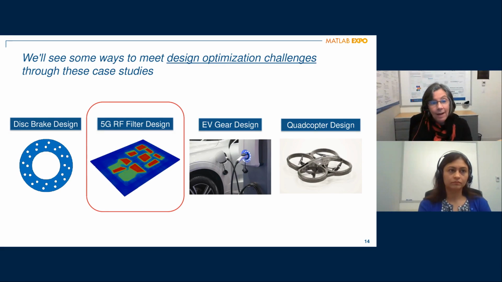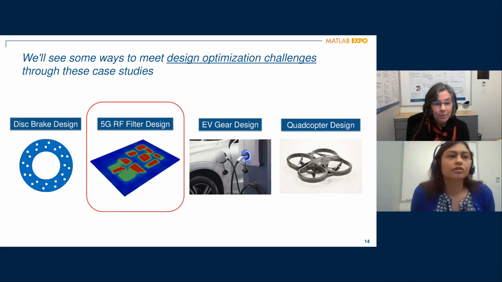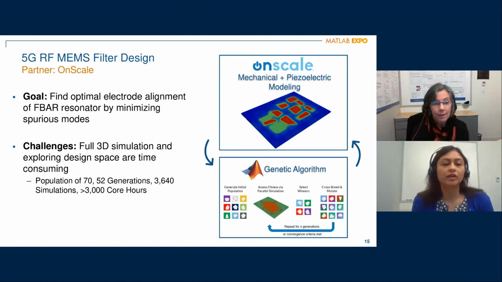So for the second one, we're going to look at a 5G RF filter design. Shahini, how did that go? Yeah, it went very well. So here we are designing a very specific type of resonator called F-bar. The goal here is to find an optimal electrode alignment with respect to the substrate by minimizing spurious modes.